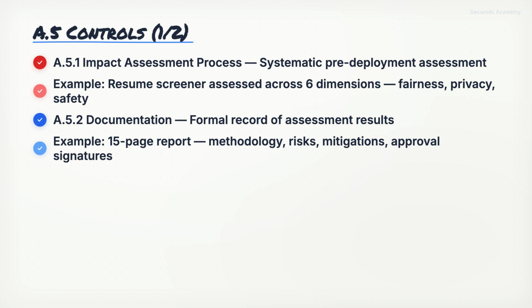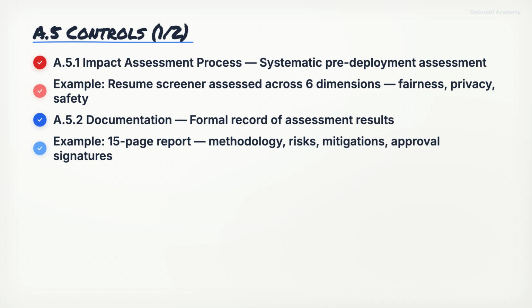Control 2. Documentation of impact assessment. Record and maintain the assessment results. Example: the impact assessment for the resume screener produces a 15-page document covering methodology used, stakeholders consulted, risks identified, mitigation measures planned, residual risk levels, and approval signatures.